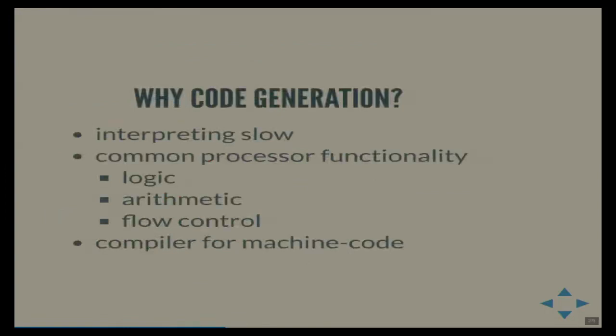Now, why do we do code generation? Well, interpreting instructions is going to be slow, and all processors have common functionality. They all do logic, arithmetic, flow control. We should take advantage of the features of the host that we're running on. So you can think of code generation as simply a compiler, but instead of working with source code, we're working with the machine code of our guest.